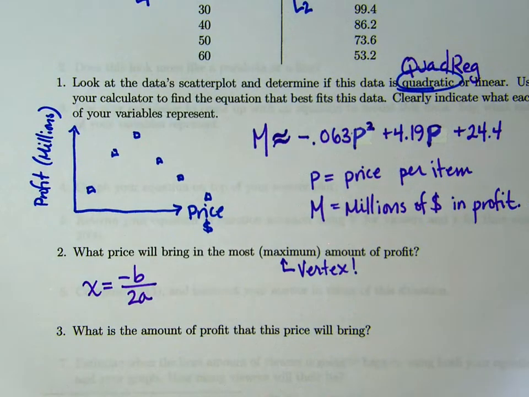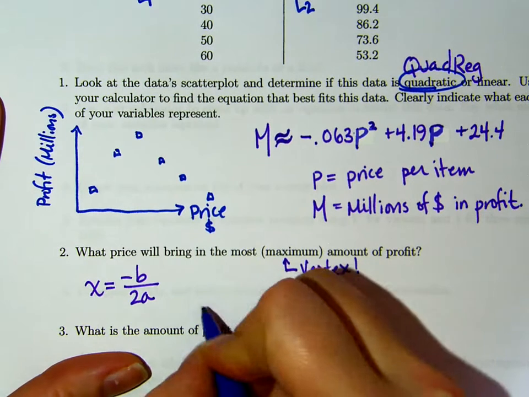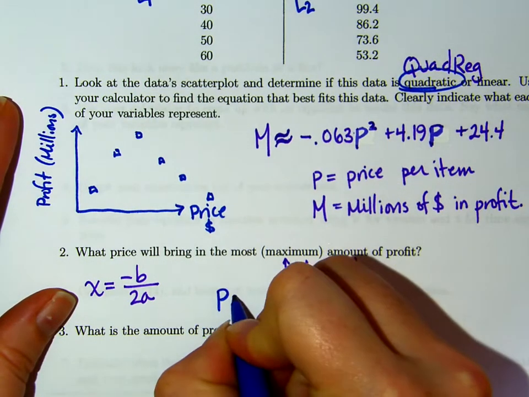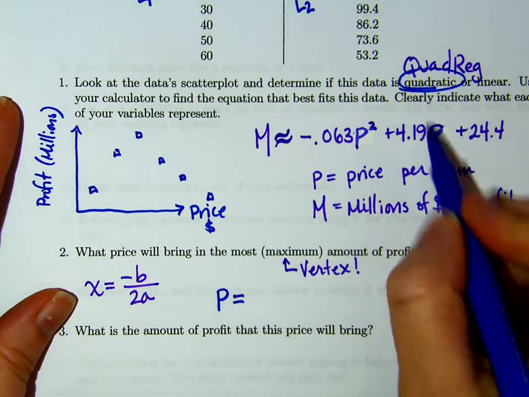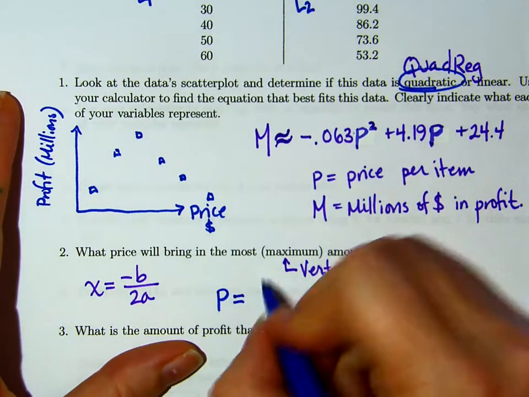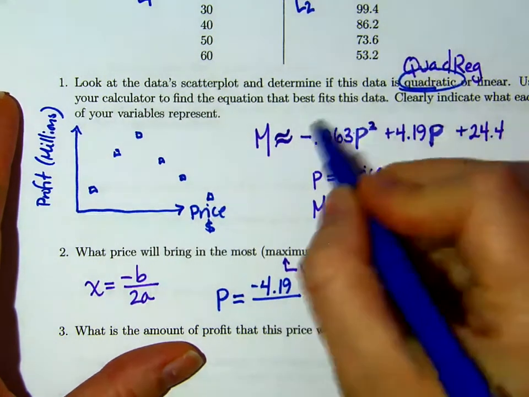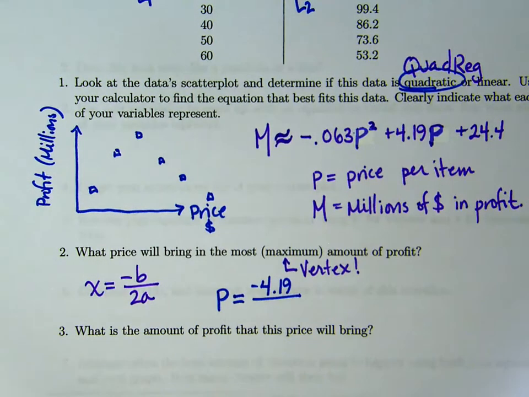Okay, so what I'm seeing here is, well, it's not an x, it's a p. Price is going to be the opposite of b. So negative 4.19 over double this a. Ooh, boy, what is double that a?